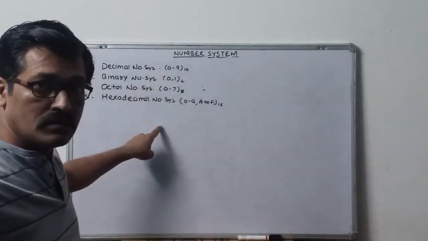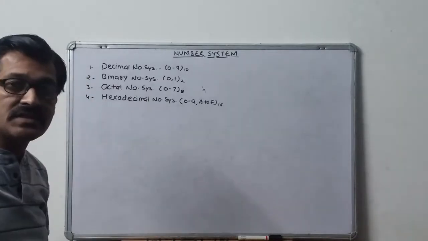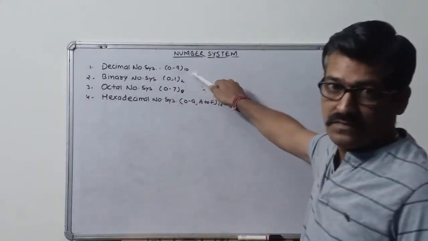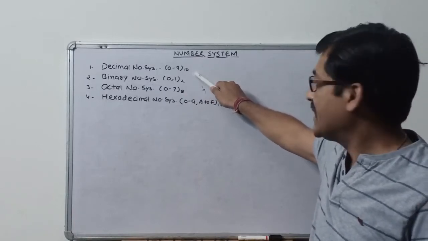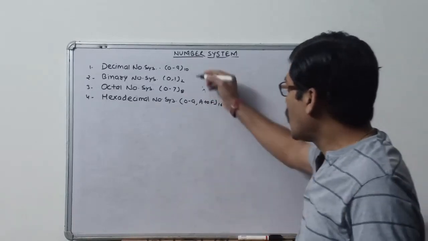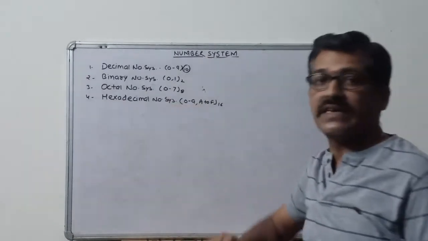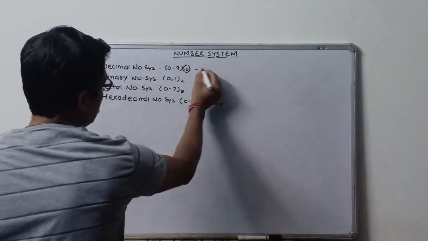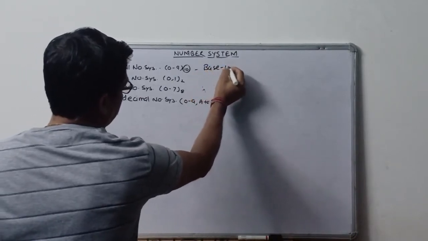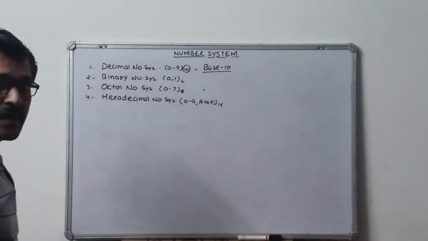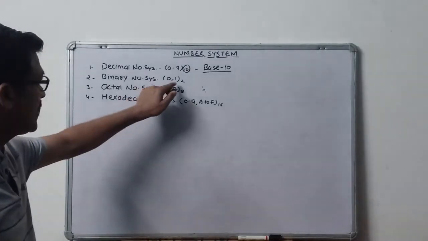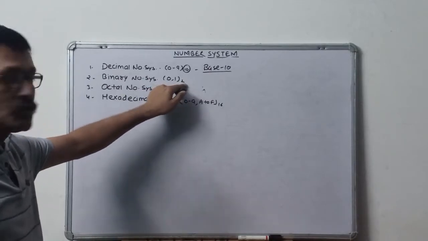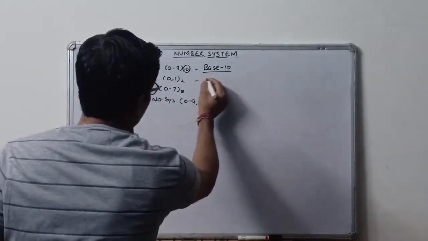There are 4. First one is decimal number system. Decimal number system contains the values 0 to 9. Total number of values are 10. So the base of this one is known as 10. The decimal number system having the base 10. Binary number system containing the two values 0 and 1. Two values, so base is 2.